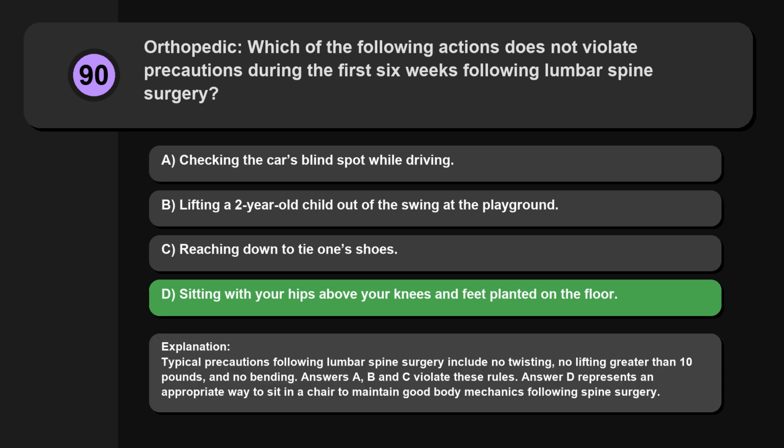Typical precautions following lumbar spine surgery include no twisting, no lifting greater than 10 pounds, and no bending. Answers A, B and C violate these rules. Answer D represents an appropriate way to sit in a chair to maintain good body mechanics following spine surgery.